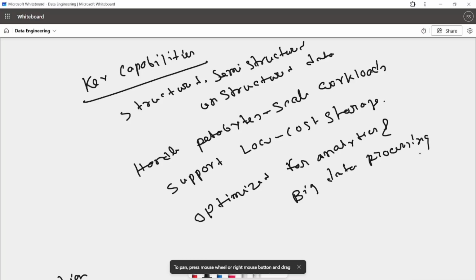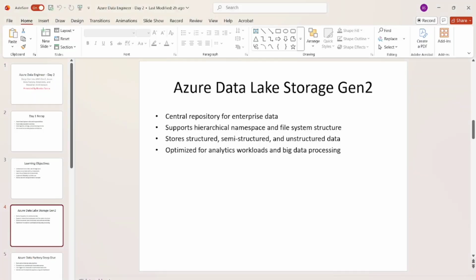When you go for an interview, you should know all these things. Hierarchical namespace, this is also important. It supports hierarchical namespace and file system structure. So what is this? Unlike traditional object storage, ADLS Gen2 also supports folders and directories. For example, company data, sales, finance, marketing, etc. This structure generally improves performance and simplifies data management.